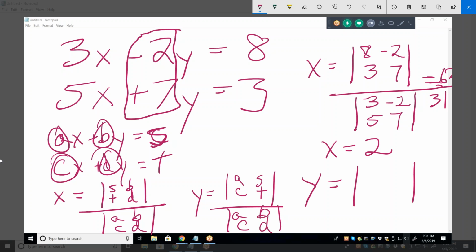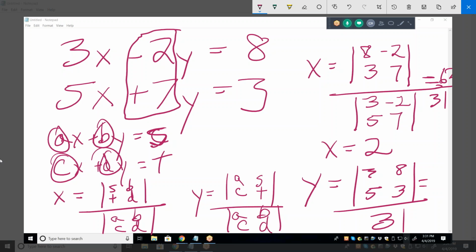Let's fill it in first. So 3, 5, 8, 3, and then 3, 5, -2, 7. Notice we don't even have to do the bottom. We've already figured out the determinant at the bottom. That's right. Because it's the same. The denominators are exactly the same. Yes, sir. So it saves a little bit of steps.